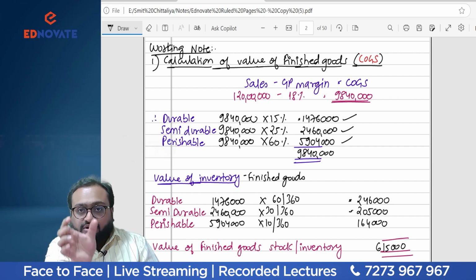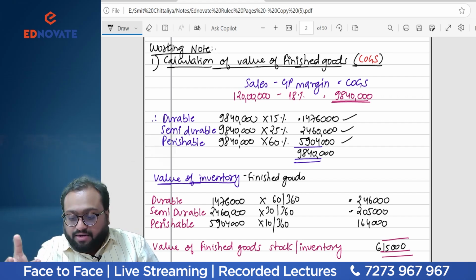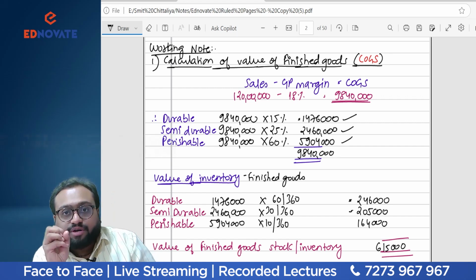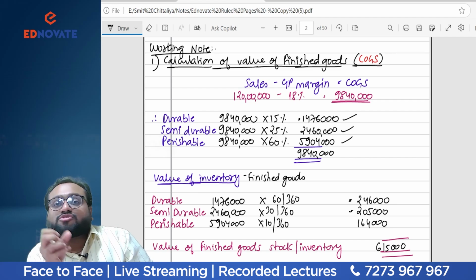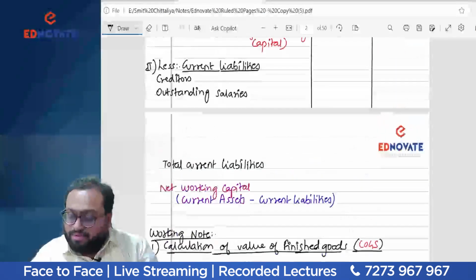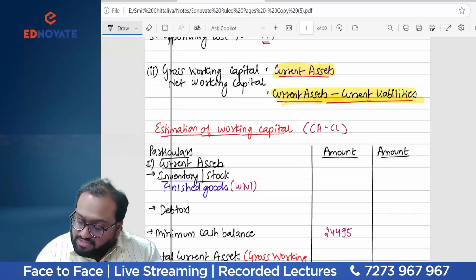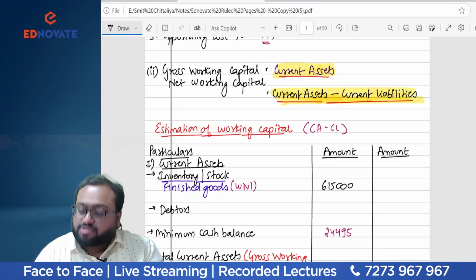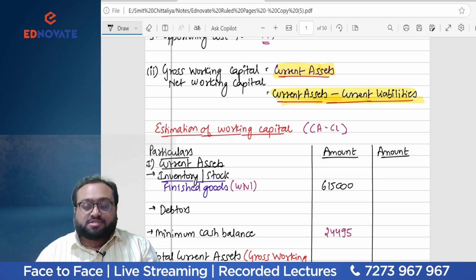You find out the value of COGS and multiply with the holding period. Here we had 3 items, so we need to split up the COGS on the basis of proportion. As simple as that. I got my first answer from my first working note, that is 6,15,000. I'll simply write over here 6,15,000 is my value of finished goods.